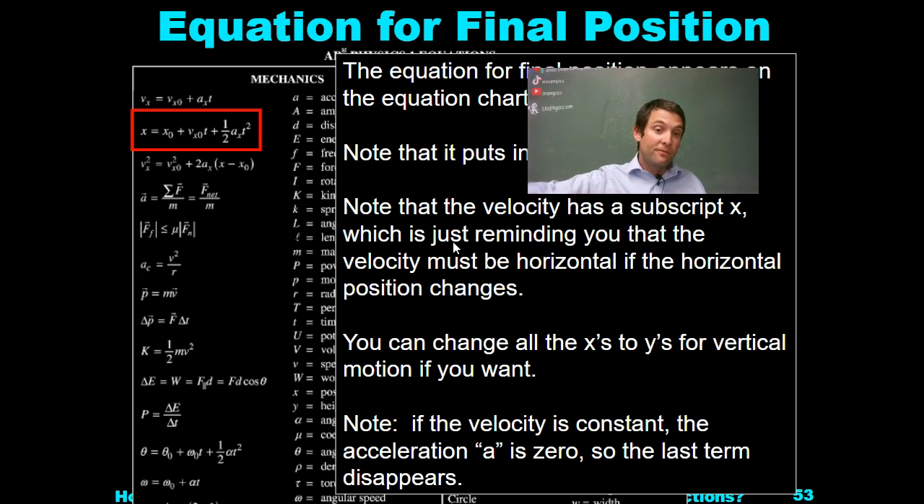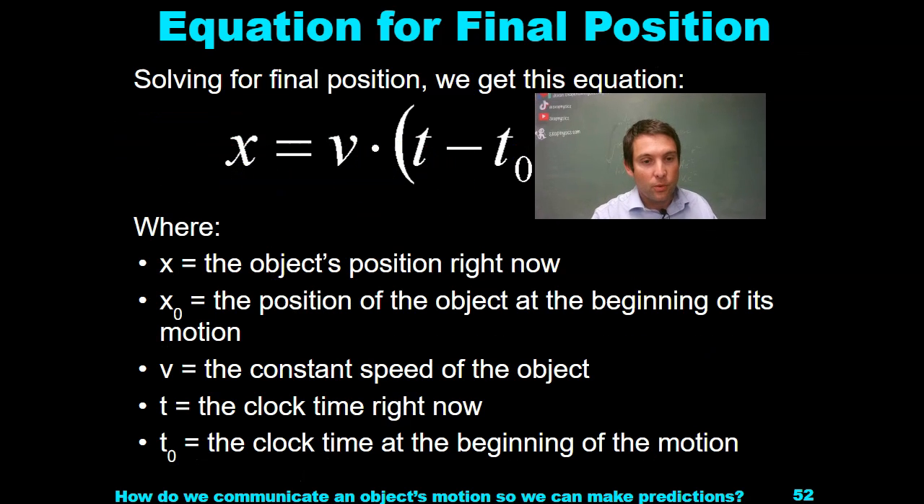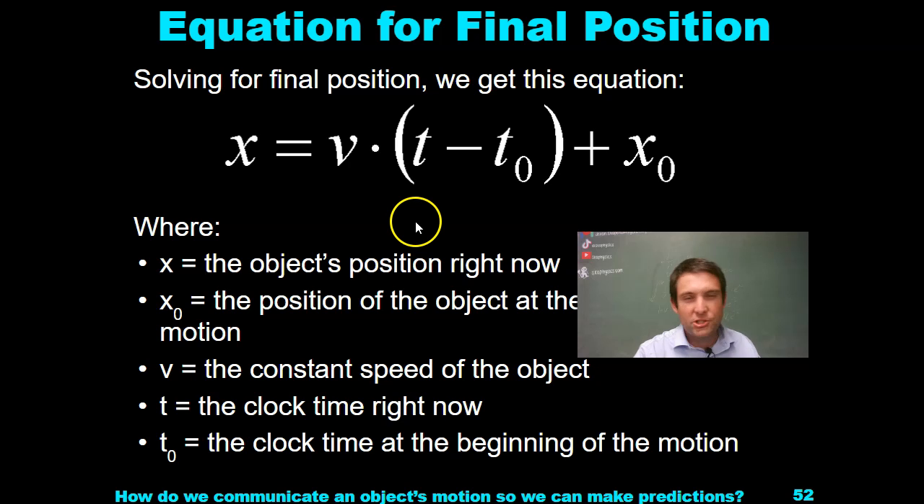If we are dealing with vertical motion, as we will later, then we could change that to a y subscript. If the velocity is constant, the acceleration is then 0, so this last term disappears, and what you're left with is this very same equation, just in a different order.